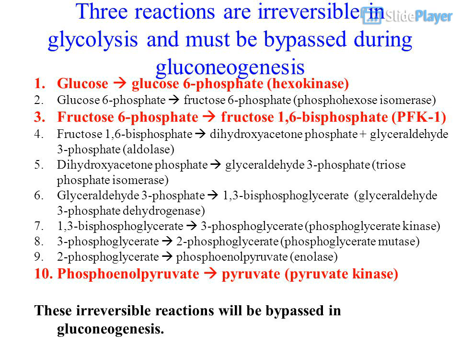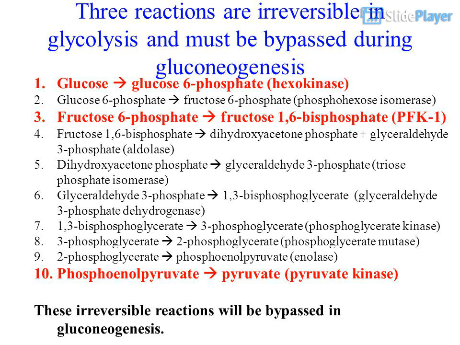Glucose to glucose 6-phosphate, hexokinase. Glucose 6-phosphate to fructose 6-phosphate, phosphohexose isomerase. Fructose 6-phosphate to fructose 1,6-bisphosphate, PFK1. Fructose 1,6-bisphosphate to dihydroxyacetone phosphate plus glyceraldehyde 3-phosphate, aldolase. Dihydroxyacetone phosphate to glyceraldehyde 3-phosphate, triose phosphate isomerase.